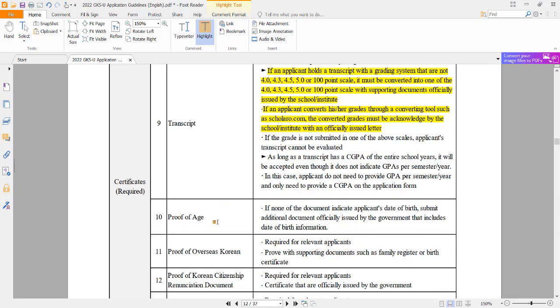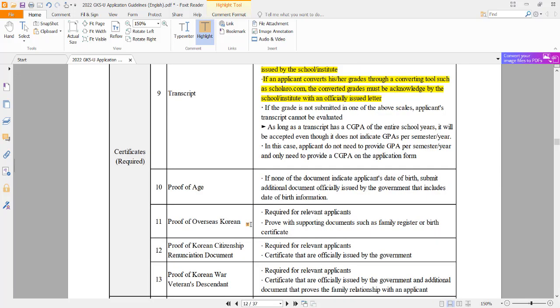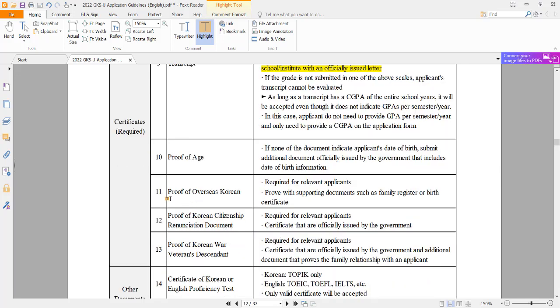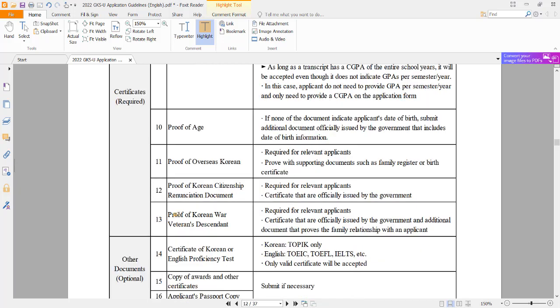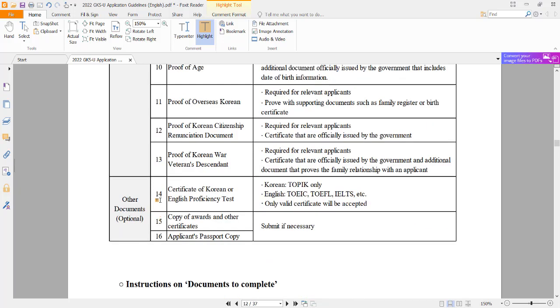Now the 10th document is proof of age. You can just give a passport copy for this, and documents 11 and 12 are not required if you're not eligible for them. And then document 14 is if you have an IELTS, TOEFL or TOEIC score, or if you are Korean proficient and you have TOPIK, then you can submit the valid certificates. By valid certificate, it means that, for example, TOEFL and IELTS are valid for 2 years. So if you have a score within 2 years that is not expired yet, you can get a photocopy of those certificates and submit it.